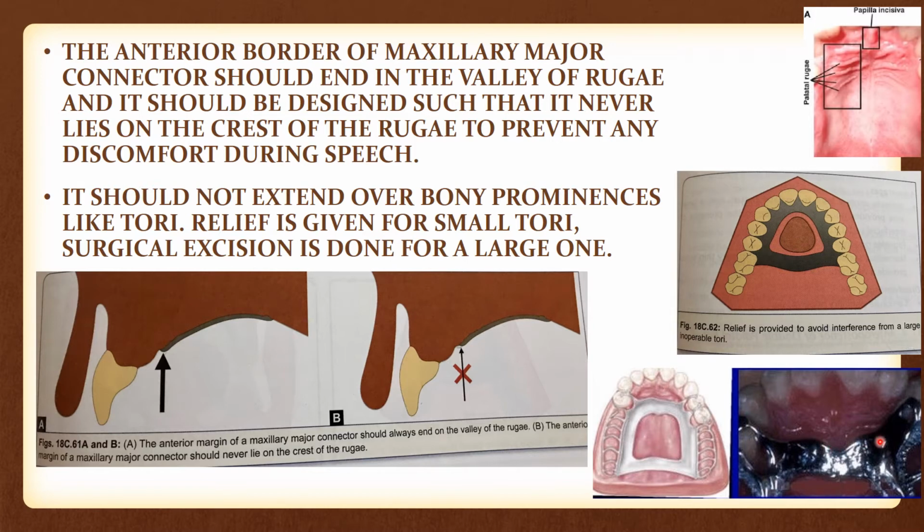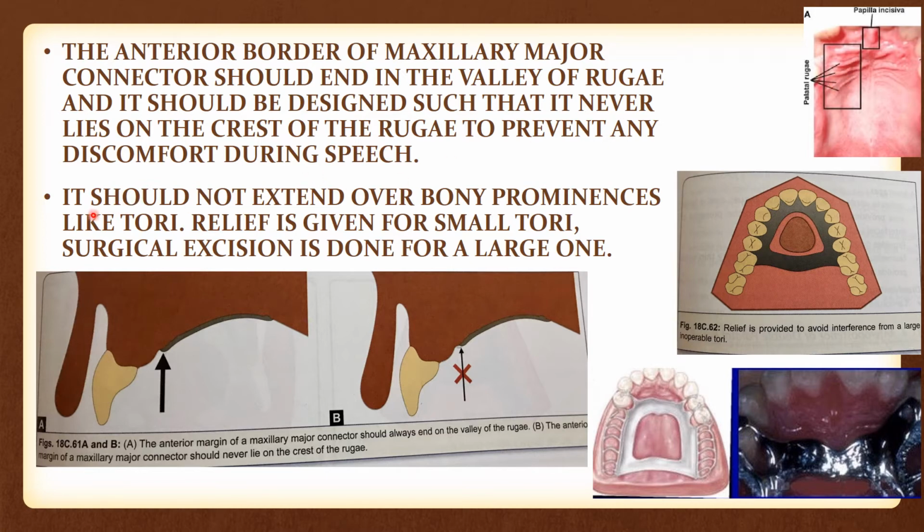So it should be designed such that it should end in the valley. So it should be between these two crests, and it should never be on the crest of the rugae. Because what happens is, if you design a maxillary major connector on this crest, then it will cause discomfort to the patient during speech. So it should be between these two crests, in this valley, that is this depression between these two crests.